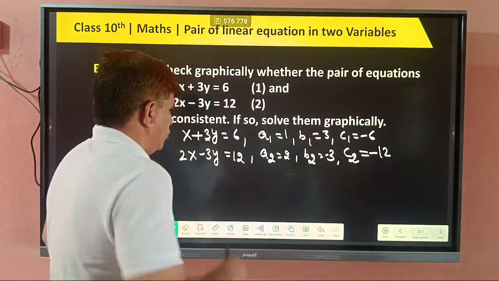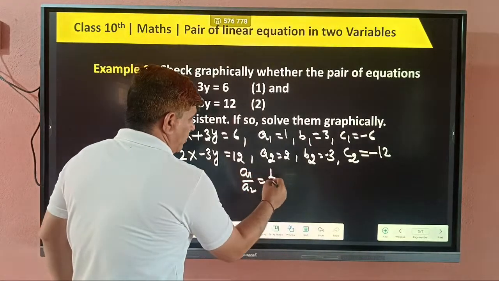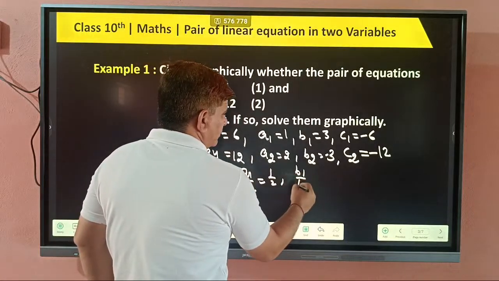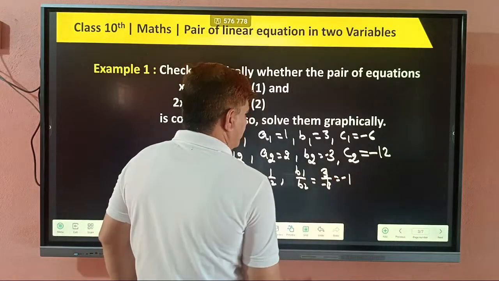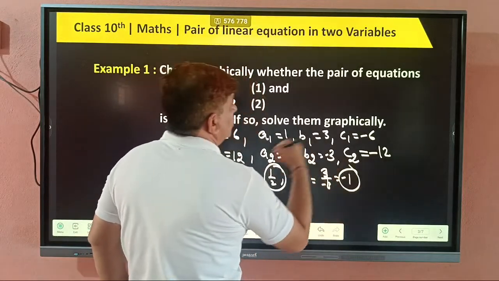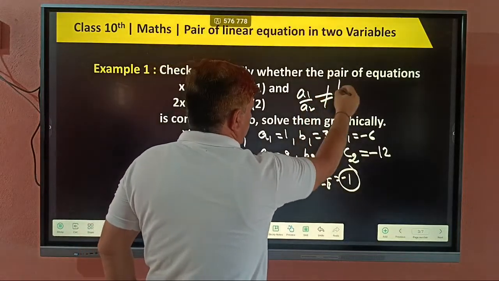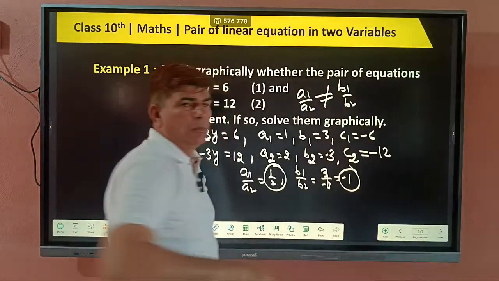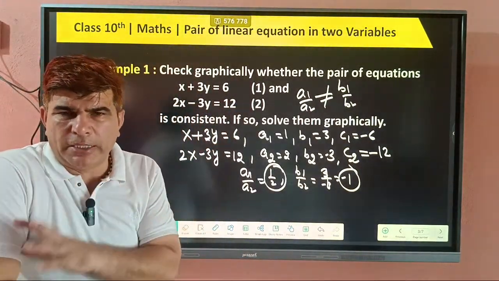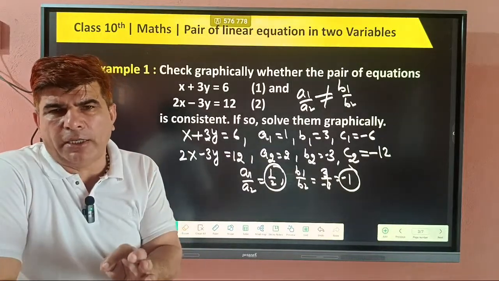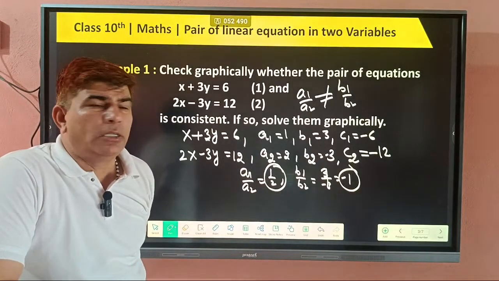So if you check a1 by a2 is 1 by 2, and b1 by b2 is 3 by -3, which cancels to -1, meaning -1. This is not equal to this. So a1 by a2 is not equal to b1 by b2. So easily you can tell how many solutions exist. A unique solution exists, and both lines intersect each other at only one point.